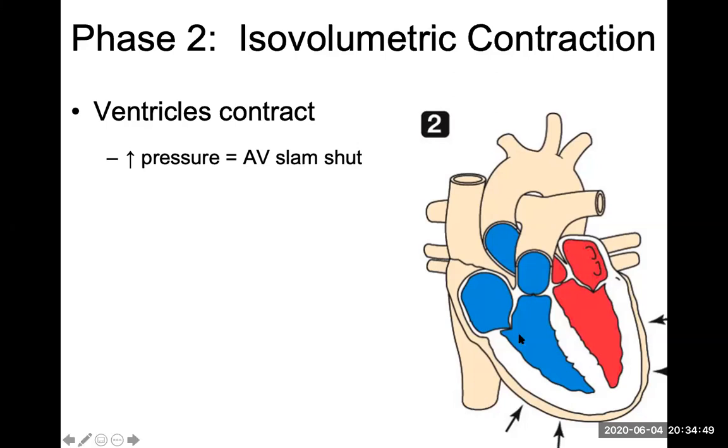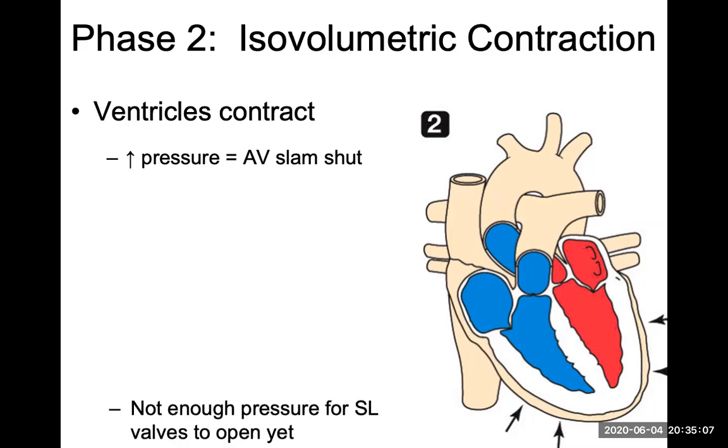And again, from anatomy, if you remember, your AV valves are located between atria and ventricles. The AV valve on the right side is called the tricuspid valve, and the AV valve on the left side is called the mitral or bicuspid valve. So this increase in pressure causes those AV valves to slam shut.